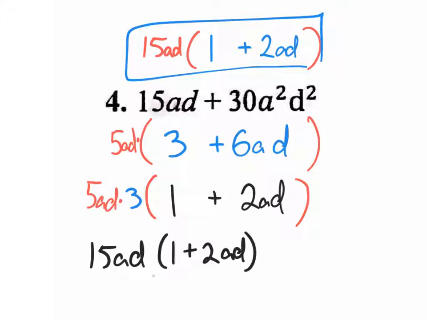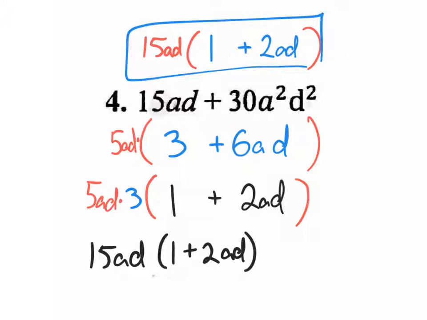See, what happens when you don't pull out the GCF, there's still something else that you could pull out, which you have to do, and then multiply that. So either way is correct. It's just, this is a longer path to get to the final answer, 15AD times 1 plus 2AD. Could have got that instantly if you would have pulled out a 15 right from the beginning.